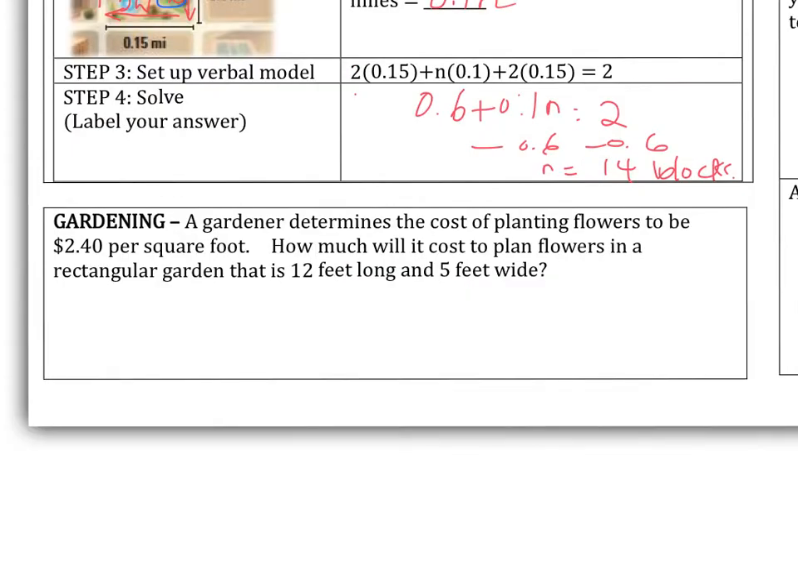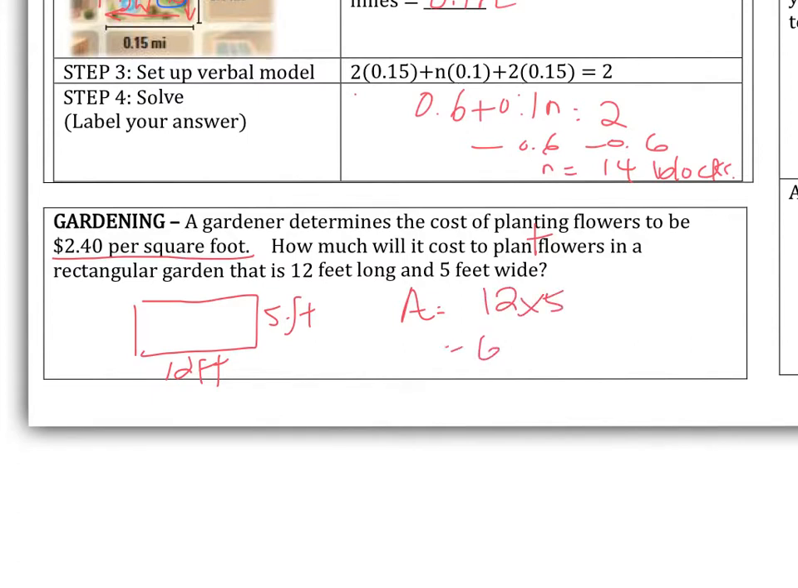Gardening. A gardener determines the cost of planting flowers to be $2.40 per square foot. How much will it cost to plant flowers in a rectangular garden that is 12 feet long and 5 feet wide? So this garden is in the shape of a rectangle, and we know it's 12 feet long, 5 feet wide. Then we can calculate the area to be 60 square feet.